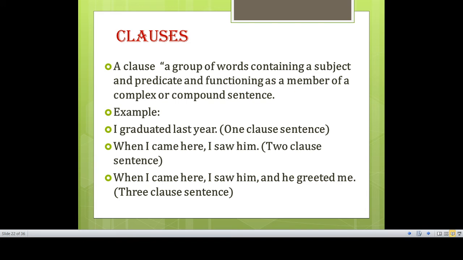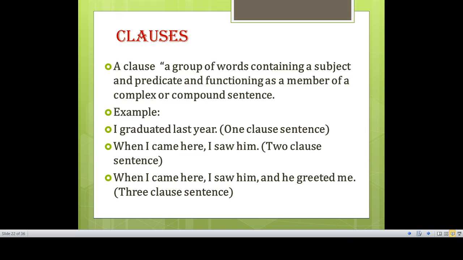Again, the next one, "I saw him." But these two clauses occur in one single sentence, so it's a two-clause sentence. Again, "When I came here, I saw him and he greeted me." Of course, definitely three clauses you have, because three complete sentences with subject and a finite verb.